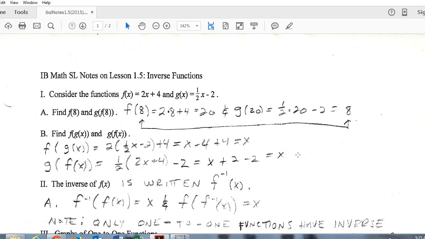All right, these are your lesson notes for section 1.5. We are getting into inverse functions. So consider these two functions right here. If f of x is equal to 2x plus 4 and g of x is half x minus 2.